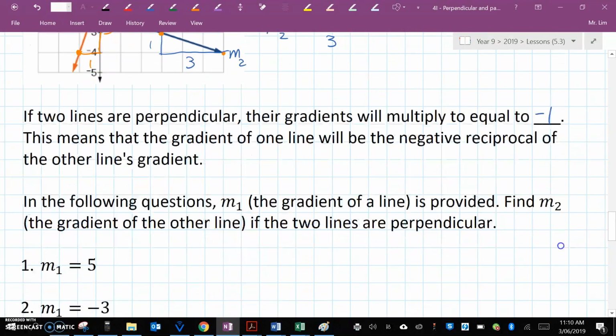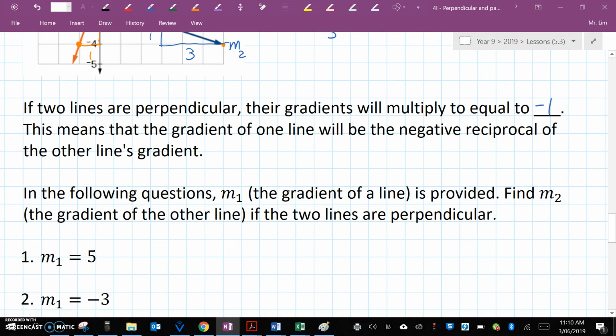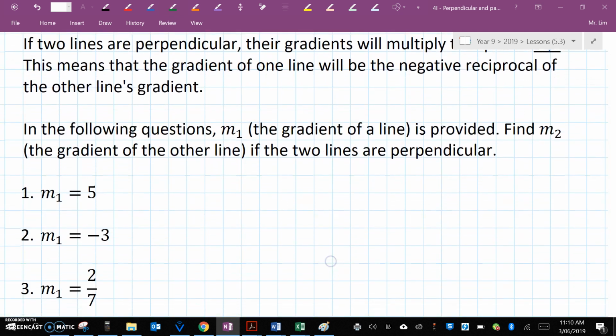In the following questions, M1, the gradient of a line, is provided. Find M2, the gradient of the other line, if the two lines are perpendicular. What is 5 as a fraction? It's 5 over 1. So M2 is a negative reciprocal. Because 5 is positive, the gradient of the other line will be negative, and we're just going to flip the fraction, 1 over 5. What is minus 3 as a fraction? It's minus 3 over 1. So M2, we're going to flip the fraction, and we're going to change the sign because it's negative, it's going to be positive.